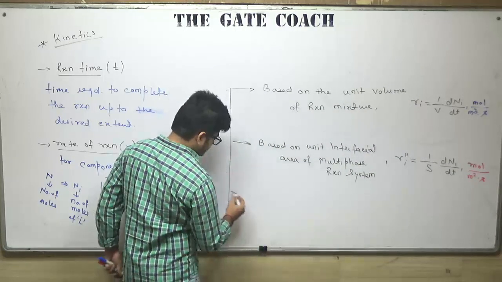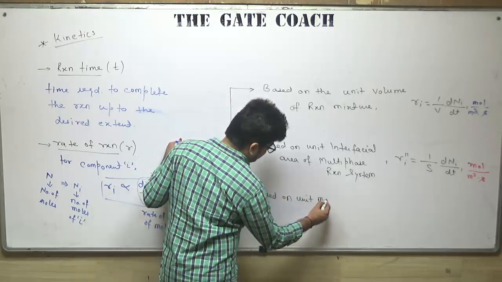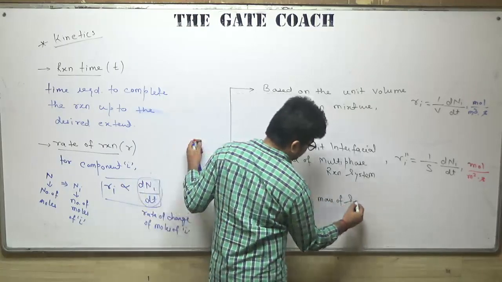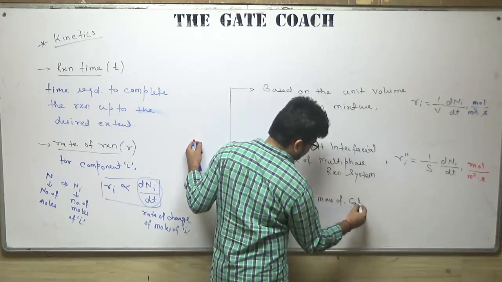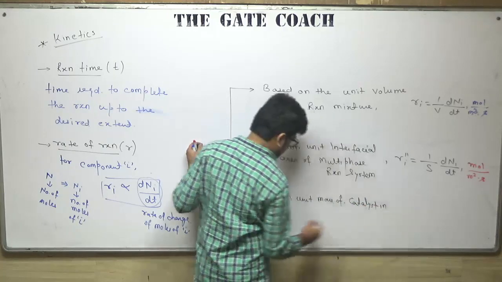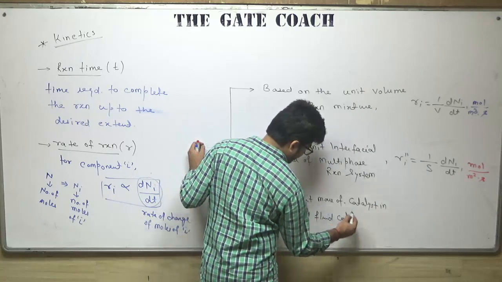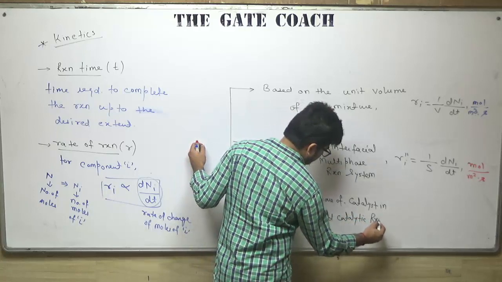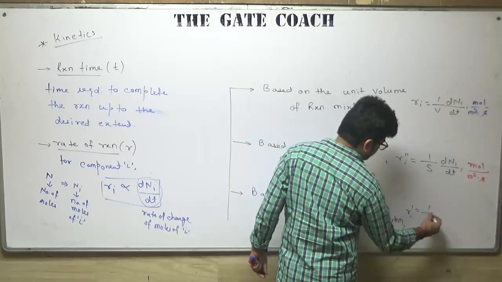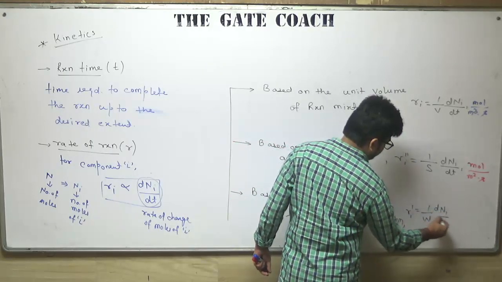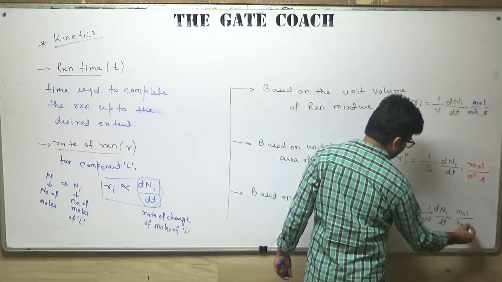And last is based on unit mass of catalyst in solid fluid catalytic reaction system, that is Ri dash is equal to 1 over W dNi over dt. Units will be mole per kg per second.